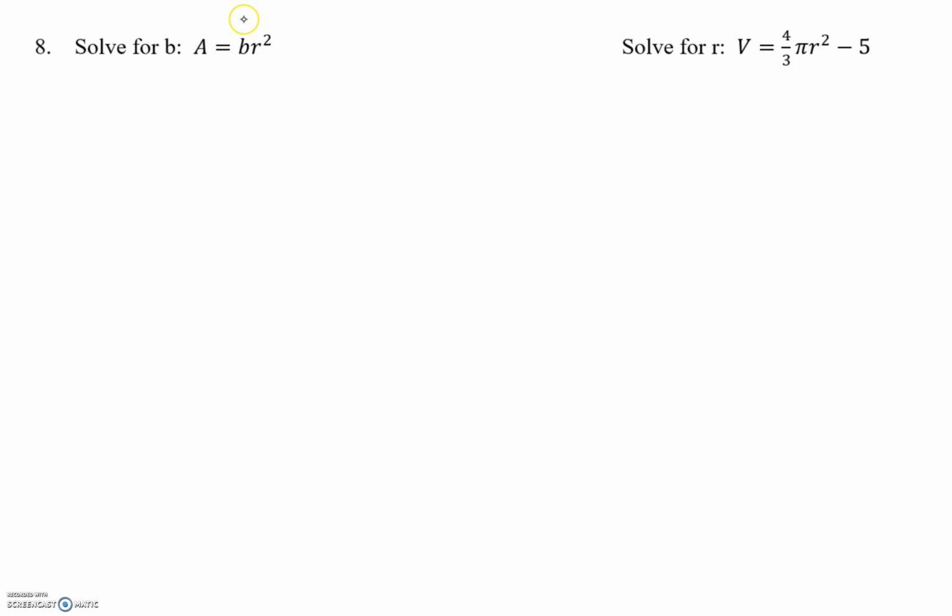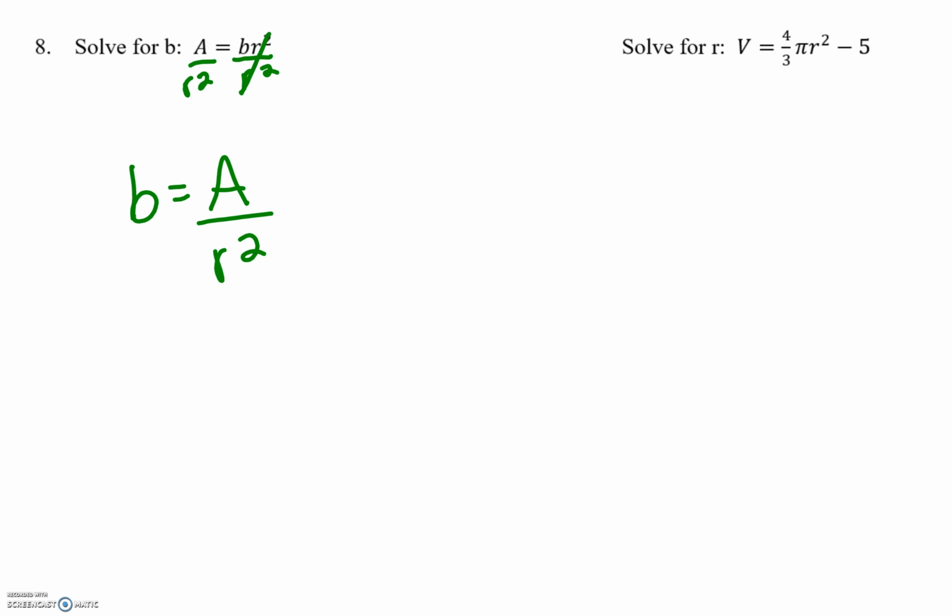For this problem, we want to solve for b. So we have a is equal to b times r squared. So in order to get rid of multiplication, we have to do the inverse operation, which is division. So we're trying to isolate it, so b is by itself. So we're just going to divide both sides by r squared. That cancels out, so b is equal to a divided by r squared. And that is your final answer for that one.